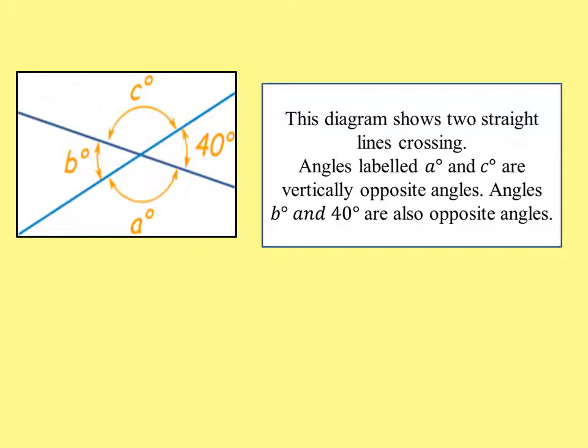Now, let's continue discussing our topic. In this diagram, it shows two straight lines crossing. Angles labeled A degrees and C degrees are vertically opposite angles, and angles B degrees and D degrees are also vertically opposite angles.